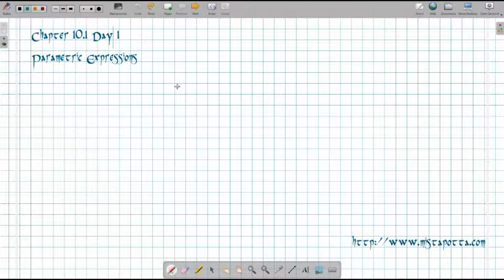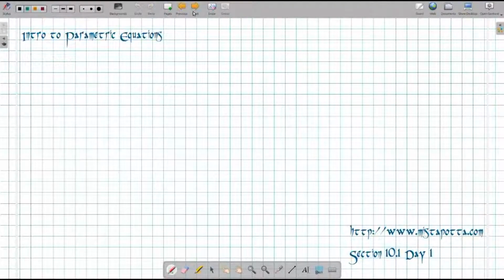In these last chapters, we're going to be taking the calculus that we've learned and applying it to some real-world situations. And so in today's lesson, we're going to be talking about using our calculus with parametric expressions. So I actually want to start today's lesson with a little bit of a recap of what we're talking about when we're dealing with parametric expressions.